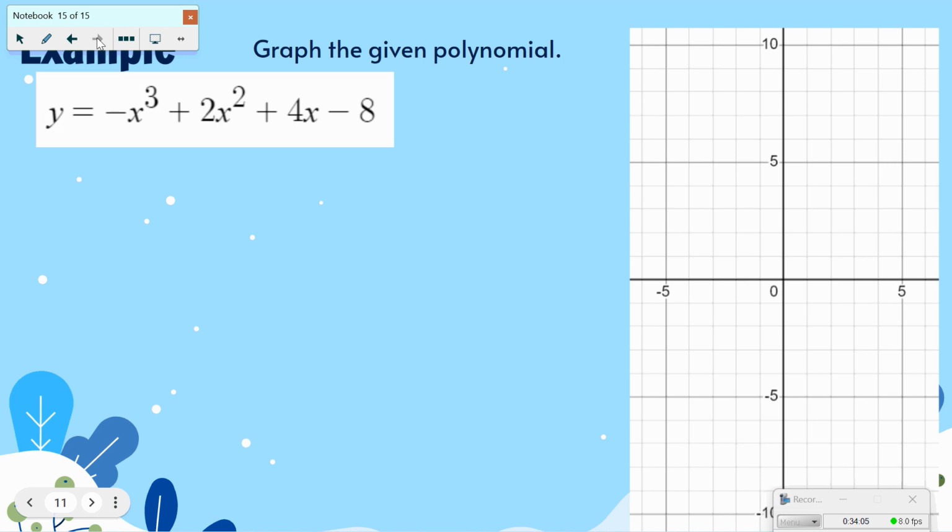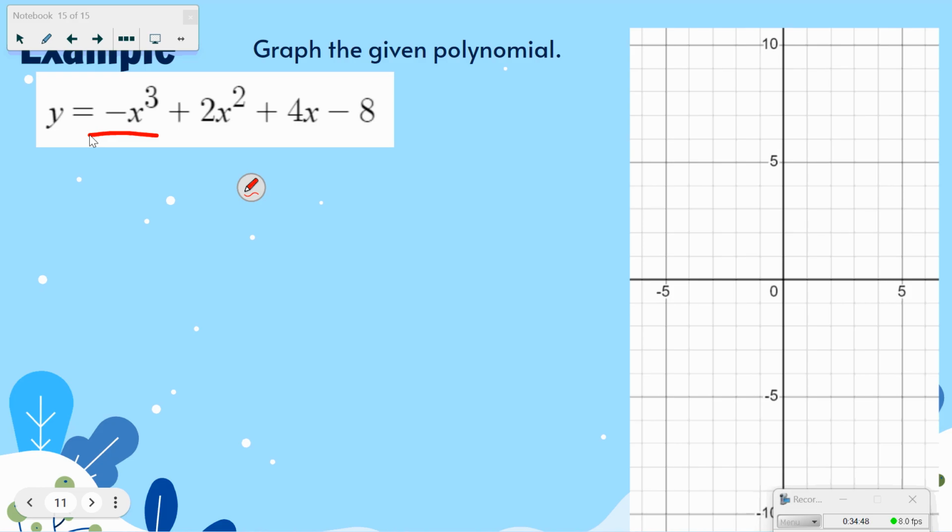Because I'm solving it. Alright, so we have negative x cubed plus 2x squared plus 4x minus 8. What are some present features of your graph you're seeing from this equation? Ooh, we got a degree of 3. What else do you guys see? It's a negative coefficient. So if I've got a negative coefficient and a degree of 3, that will tell me a lot about what on my graph. What the line looks like. Kind of what the ends look like.